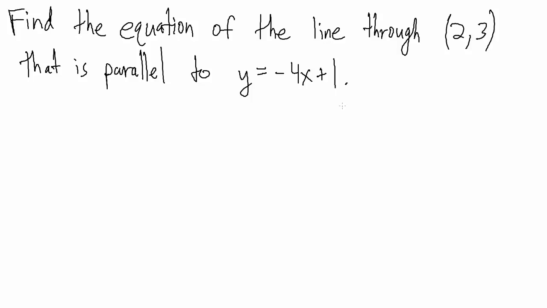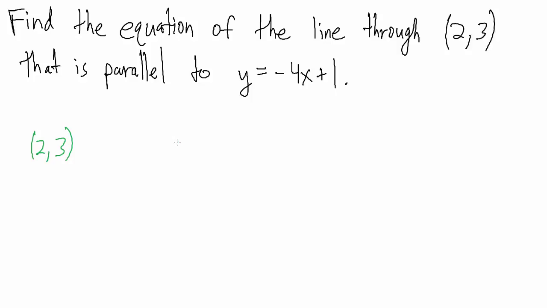Well, in general, to find the equation of any line, we have to have any point on the line and the slope of the line. Now notice right away we're actually given a point on the line. We're told that the line we want goes through the point (2, 3). So that's great. Let's make a note of that off to the side: (2, 3) is a point on our line. Now we just have to find the slope of the line.